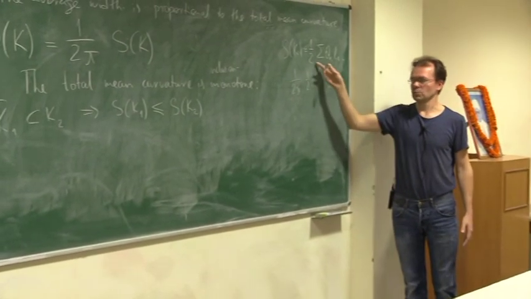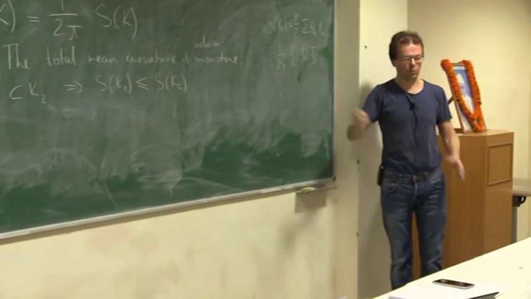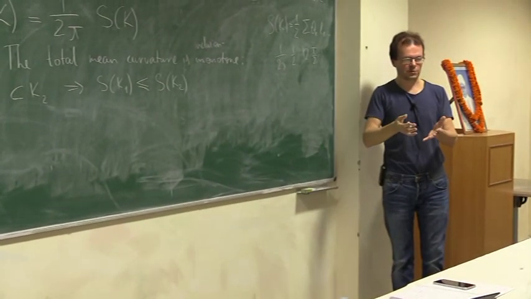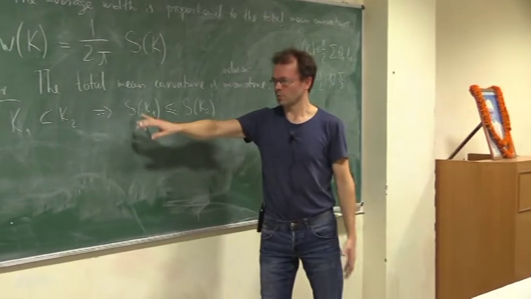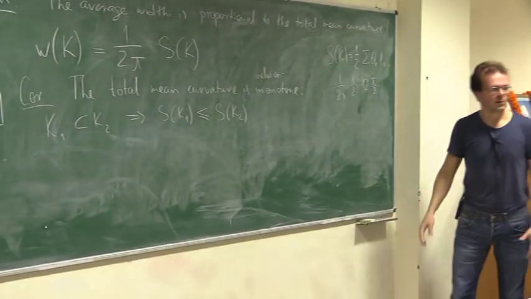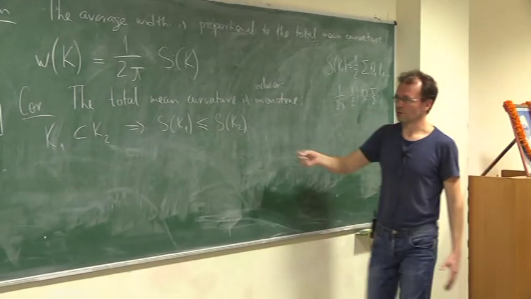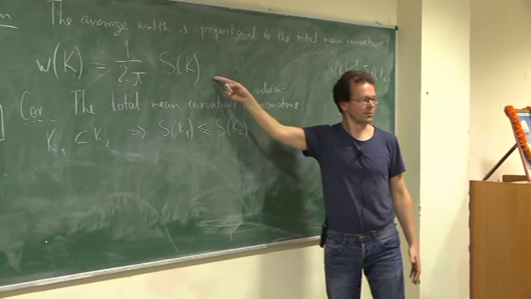Also in the smooth case, when we take just the integral of the mean curvature, why does a smaller surface, which lies inside the other, have a smaller integral of the mean curvature? So this is not obvious from the definition, but it is a direct corollary of this theorem.